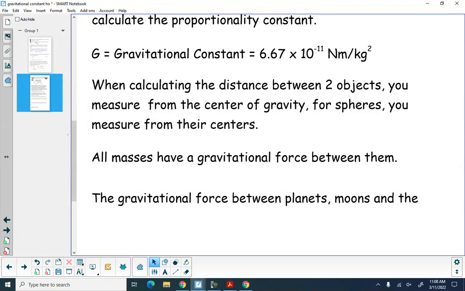All masses have a gravitational force between them. You sitting beside another student, there is a gravitational force between you two that's pulling you together, and pulling you guys towards me and me towards you guys.